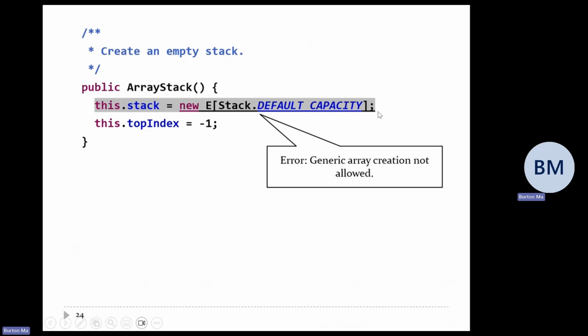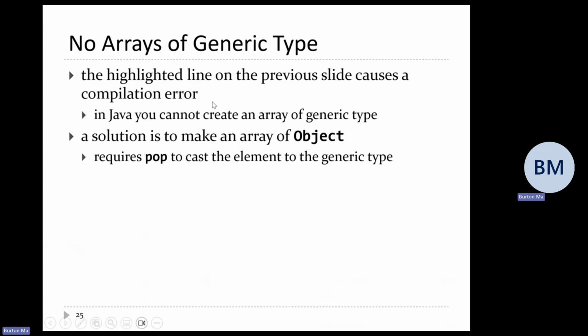And as soon as you write that line down in Eclipse or in your favorite Java editor, it will indicate this is illegal. It'll tell you generic array creation not allowed. And now you start to scratch your head. You say, well, generics kind of suck. This isn't going to work. So that line causes a compilation error. So it turns out in Java, you're not allowed to make an array of generic type.